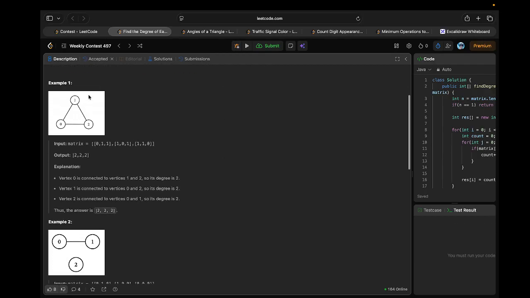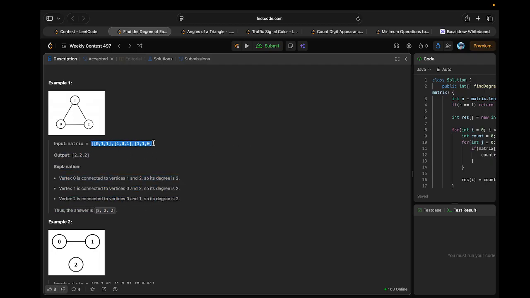So this is what the graph looks like, and this is our example. If you see, vertex 0 is connected with 1 and 2, so its degree is 2. Vertex 1 is connected to 0 and 2, so its degree is 2. Vertex 2 is connected to 0 and 1, so its degree is 2. So this is pretty easy.